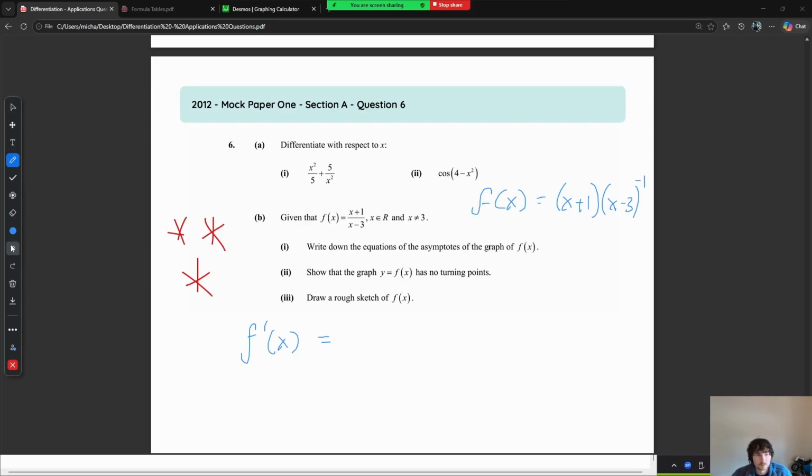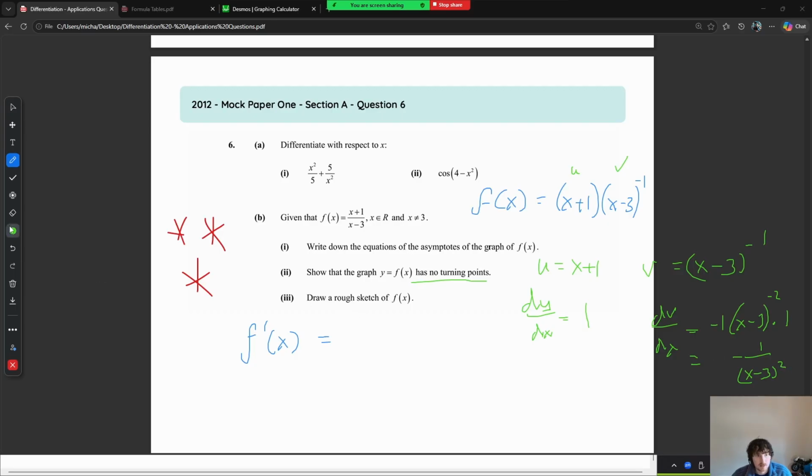So what we do here is we call them u and v. So then u equals x plus 1, v equals x minus 3 to the minus 1. du dx, this is also very important. You know, this kind of question comes up all the time. You've got to be prepared. du dx is 1. dv dx here, you multiply down by the power. You keep the inside exactly the same. Reduce the power by 1, multiply by the derivative of the inside, which is 1. And so when you tidy that up, that works out as minus 1 over x minus 3 squared.